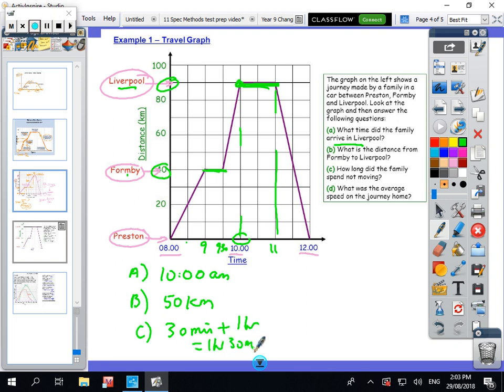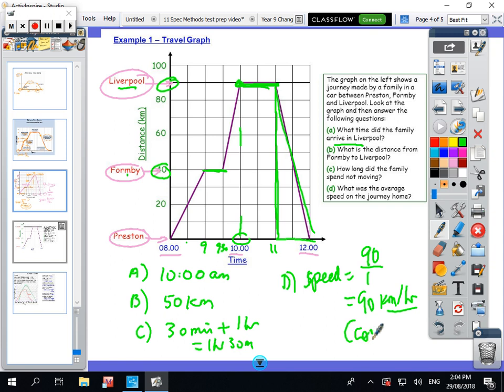Okay. And then D, the last part. What was the average speed on the journey home? So the journey home was from 90 to 0. So speed equals distance over time. And it took 1 hour. So this average speed was 90 kilometres per hour. And because it's a straight line, it's a constant speed. He didn't accelerate, he didn't decelerate, he was going constantly. Okay, come across when you're ready.